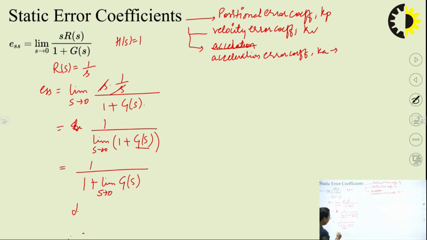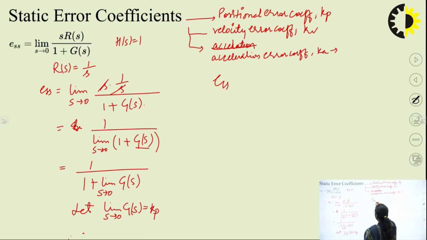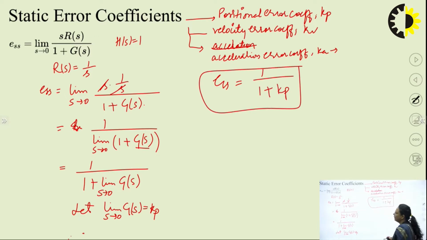And now let this limit s tends to 0 of Gs be equal to Kp. So the steady state error will be 1 upon 1 plus Kp for the system in which we have applied the unit step signal. And the value of Kp will be limit s tends to 0 of Gs.